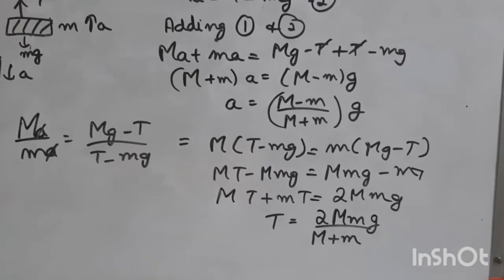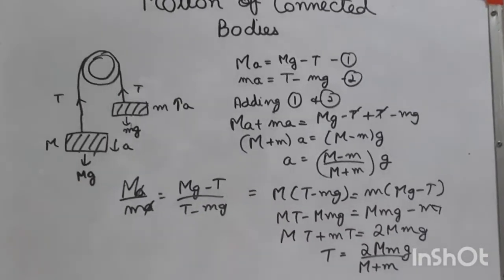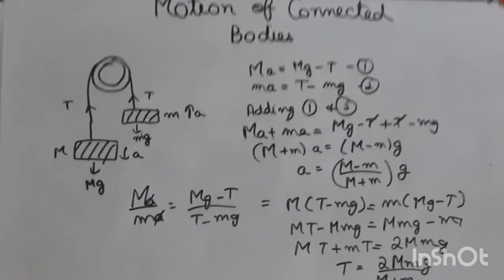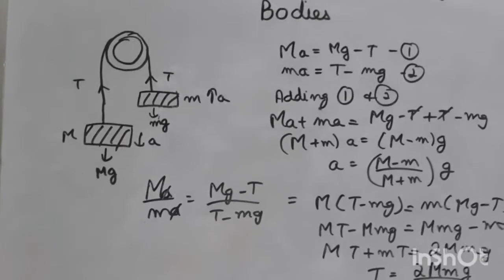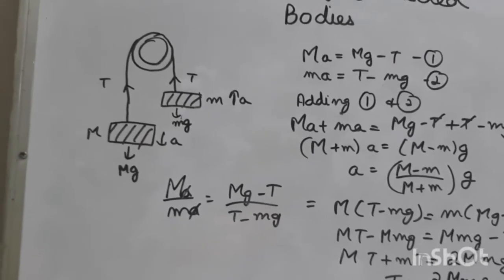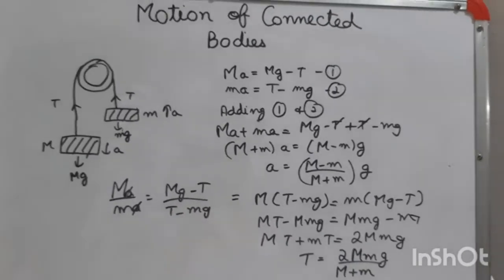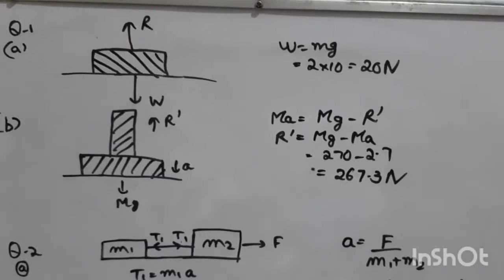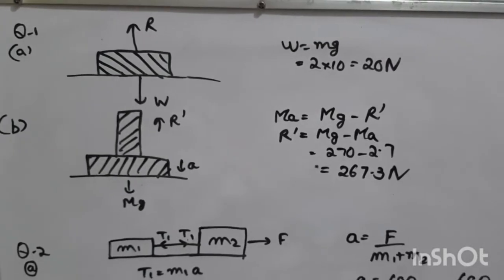So this is the value of acceleration and tension. If you have the situation of connected bodies, you have to treat the bodies individually and make the equations of the forces which are balancing on each body. Now we are going to do two numericals which are based on connected bodies.